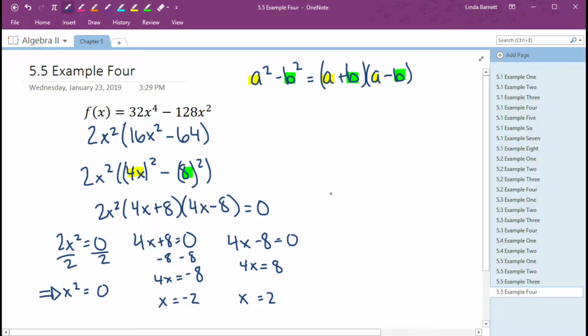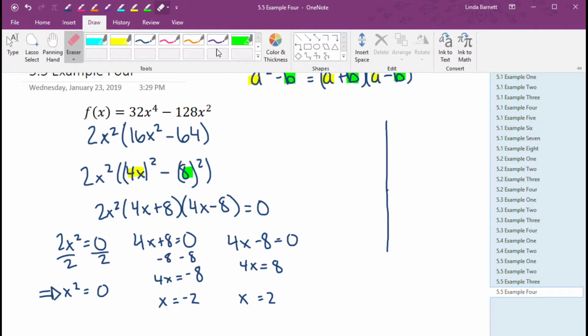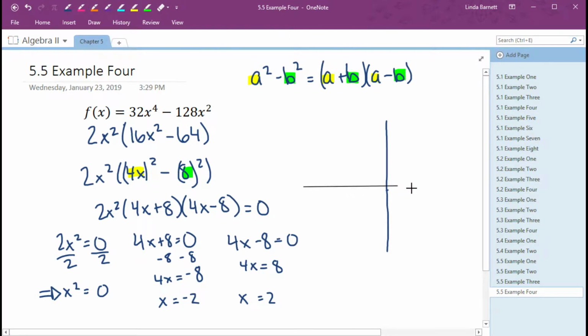So when I go to plot this, I have my x-axis and my y-axis. That's an awful x-axis. See if I can do a better one. Oh, there we go. Okay. So I'm going to have a point at 0. I'm going to have a point at negative 2 and a point at positive 2.